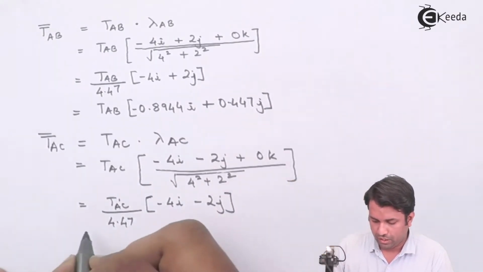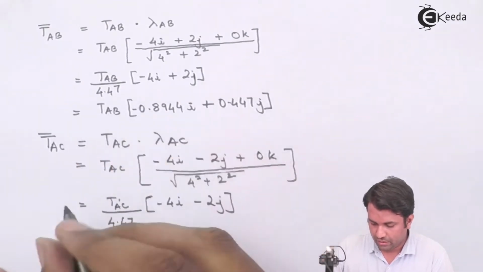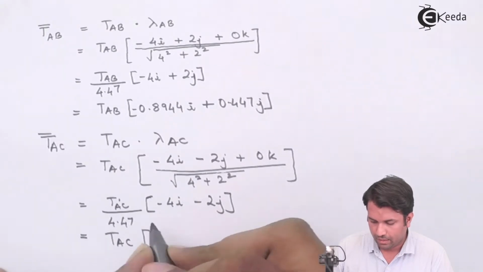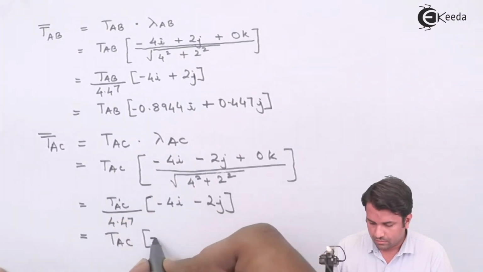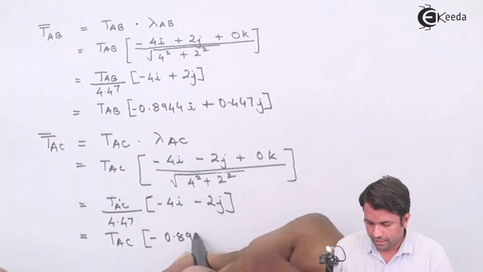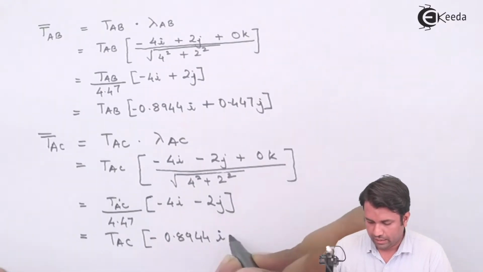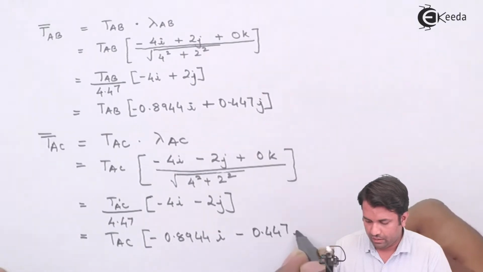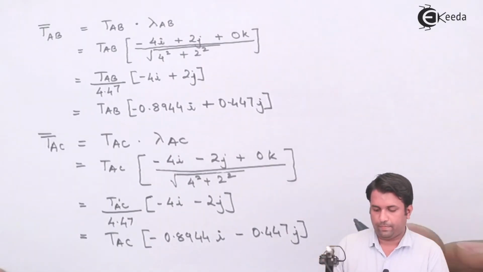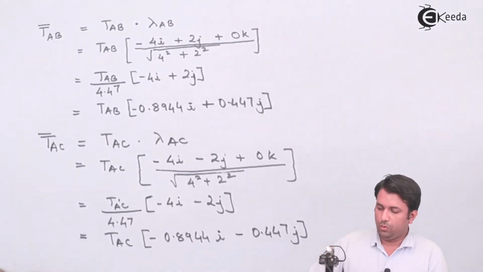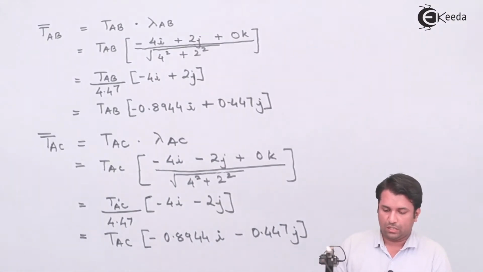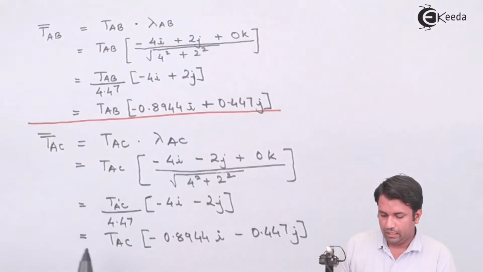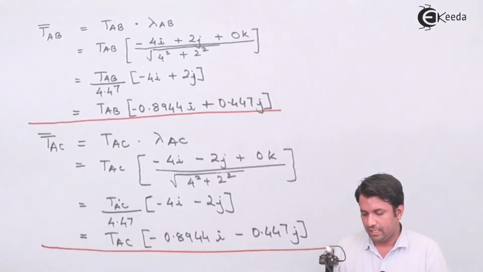minus 2j. If I simplify this, I'll get it as T_AC times (-0.8944i minus 0.447j). So I have got the two force vectors, that is along AB and along AC.